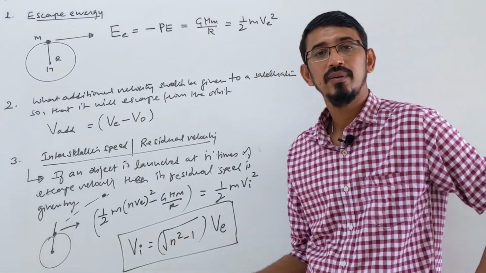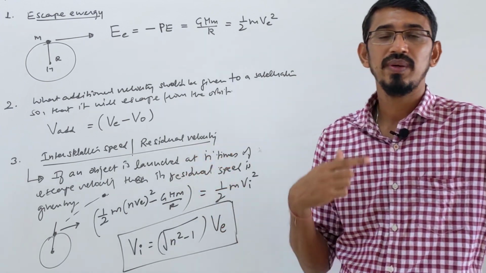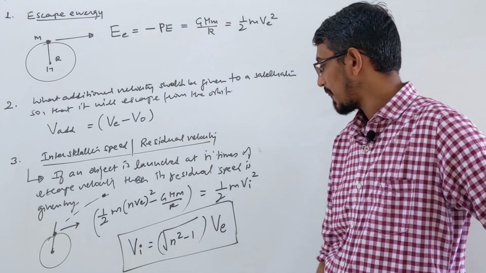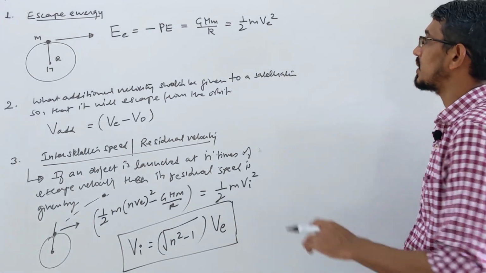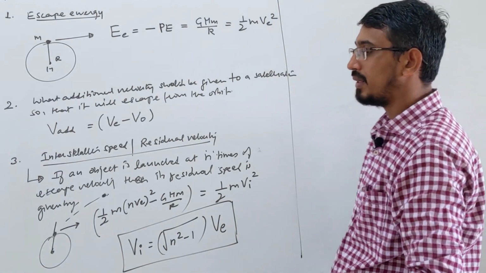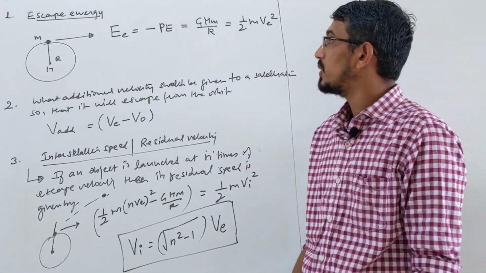What is n? It is the number of times we are launching. For example, if they say we are launching the object at 4 times the escape velocity, you put 4 here. So this is called your interstellar speed or residual speed, the speed at which the object moves when it is very far from that planet. This was escape velocity.